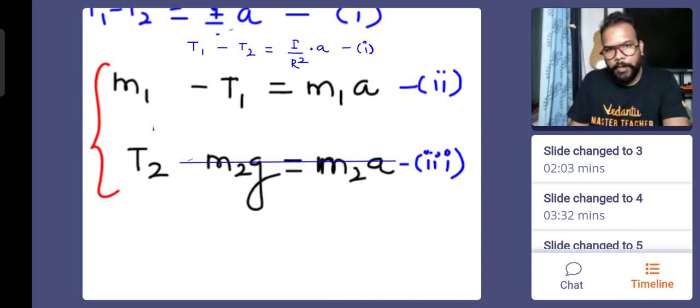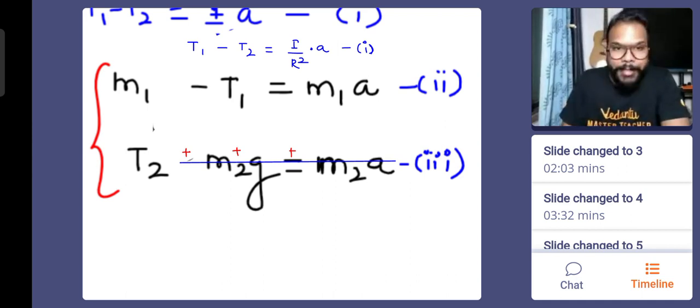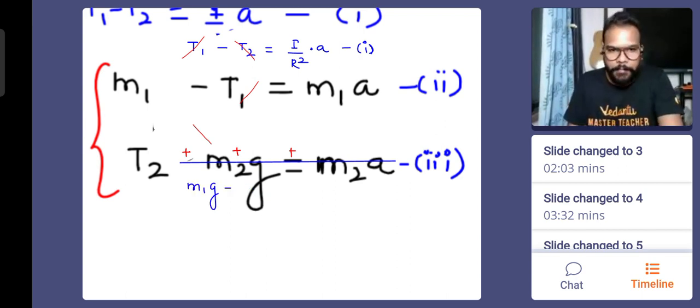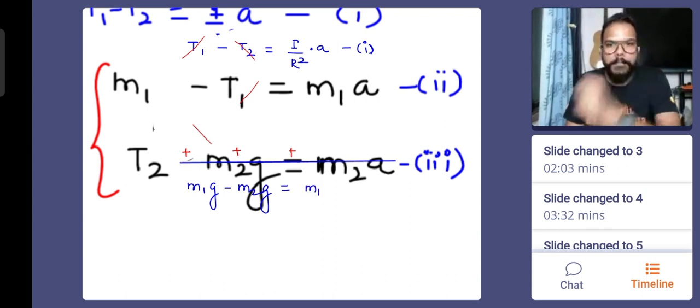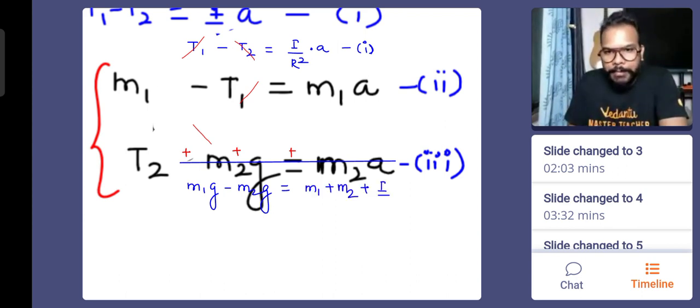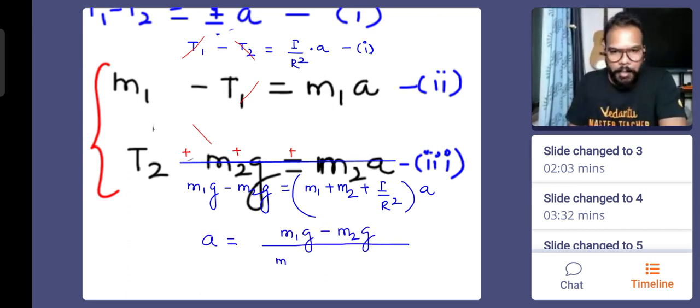So what I'm going to do now is add all three equations. When I add all three together, T1 will get cancelled with minus T1, T2 will get cancelled with minus T2. So what you will be left with is m1g minus m2g, minus plus minus when multiplied remains minus only. So m1g minus m2g equal to, on the right hand side, m1 plus m2 plus I by r square into a. So the acceleration equation is a equals m1g minus m2g upon m1 plus m2 plus I by r square.